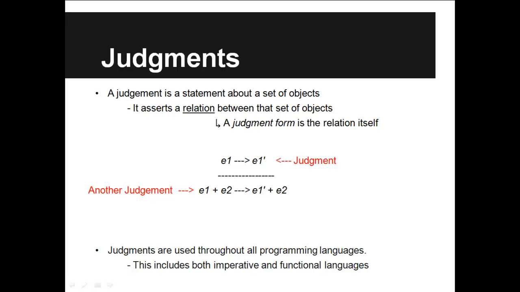Also in the example below, you can see another judgment. E1 plus E2 evaluates to E1 prime plus E2. These judgments both have special names, but you'll learn about them later, so stay tuned. Judgments are used throughout all programming languages. This includes both imperative and functional languages.